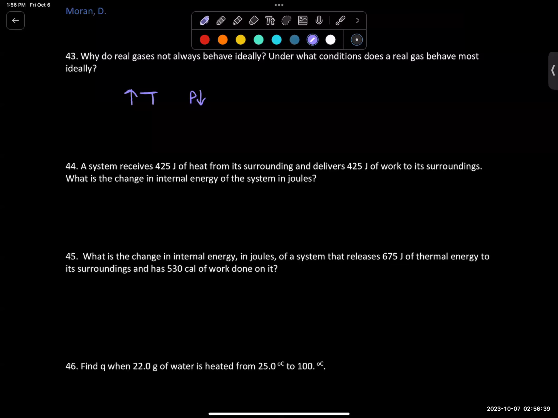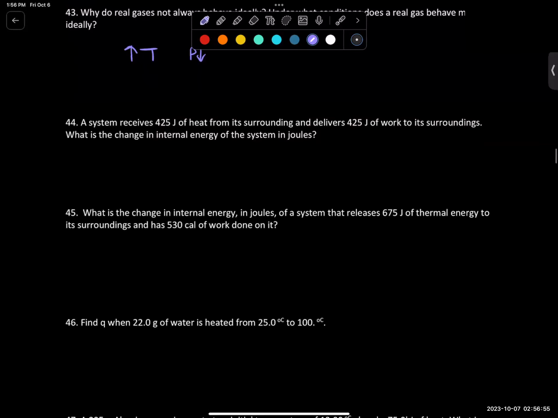You know, in real life, they interact with each other. And in real life, not all the collisions are completely elastic. So that's exactly why real gases do not behave like an ideal gas that we discuss in class. Let's move to 44.